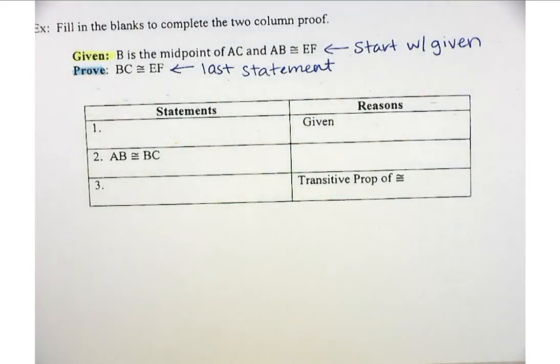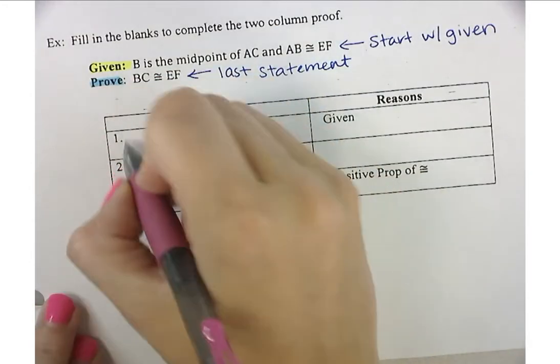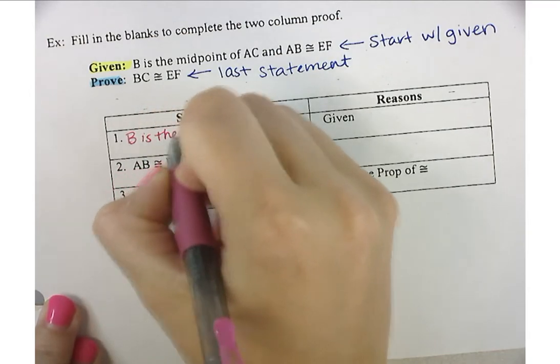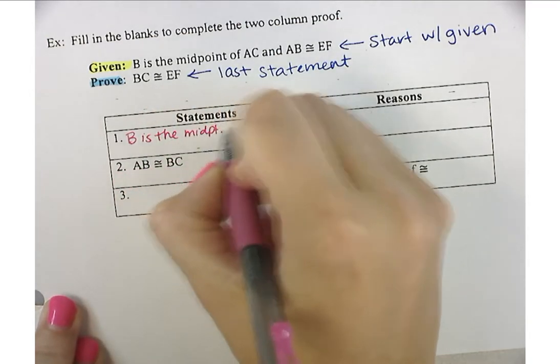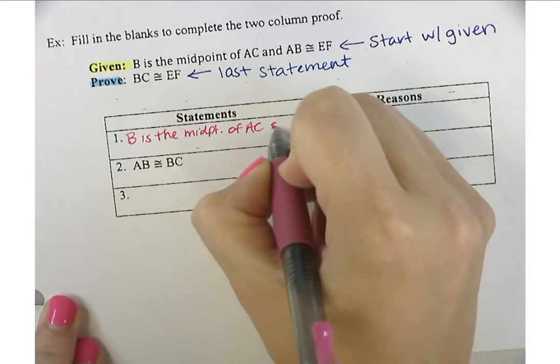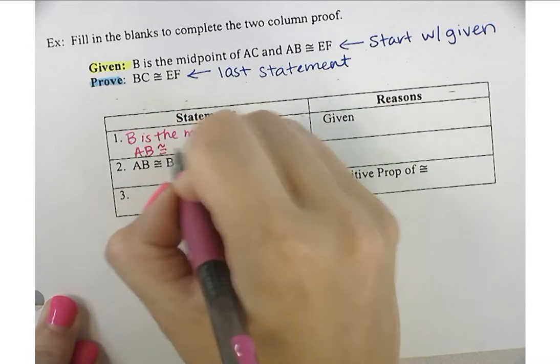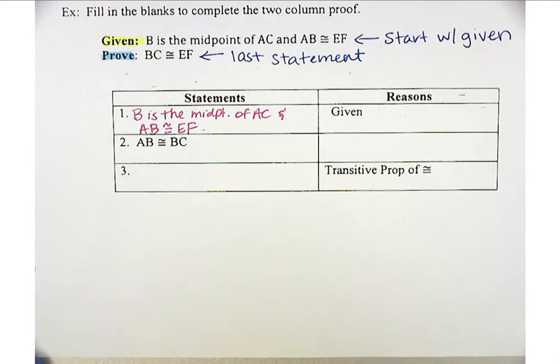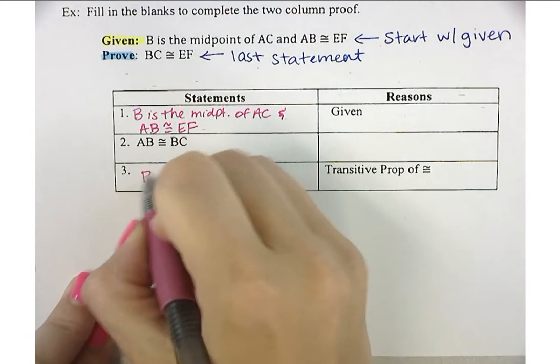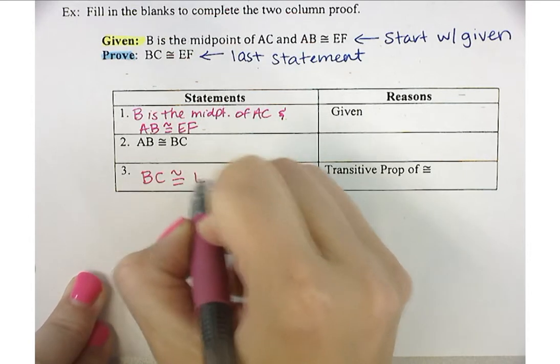So we know first that B is the midpoint of AC, and AB is congruent to EF. And then we also know the last statement is that BC is congruent to EF.